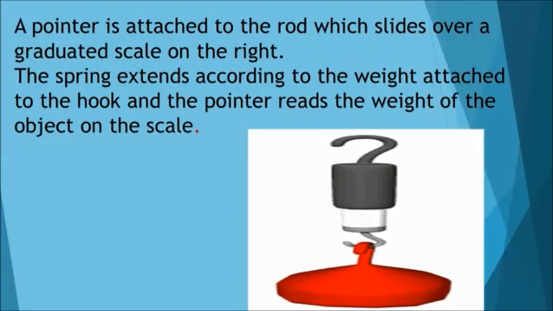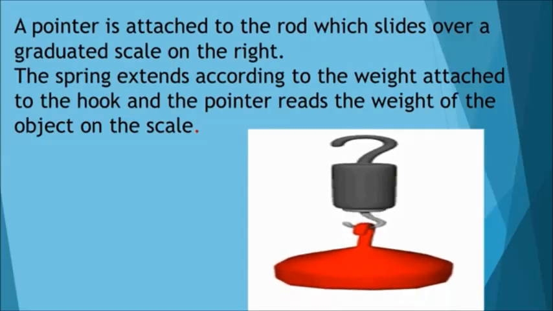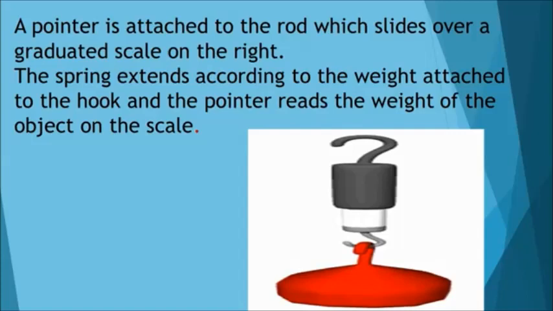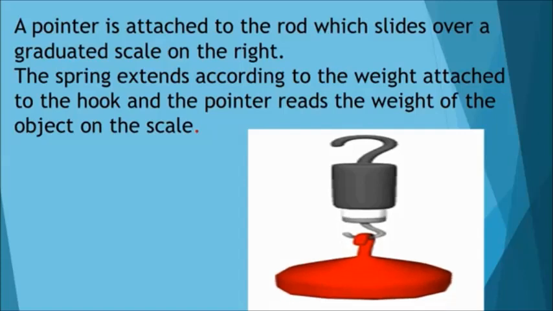Now let's see the diagram for the spring balance. See how it works. A pointer is attached to the rod, which slides over a graduated scale on the right. The spring extends according to the weight attached to the hook, and the pointer reaches the weight of the object on the scale.